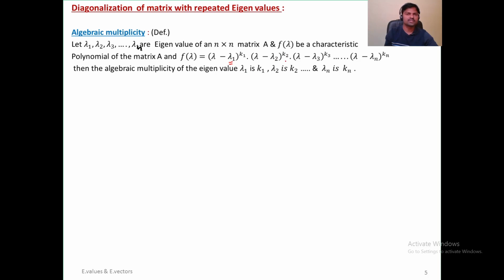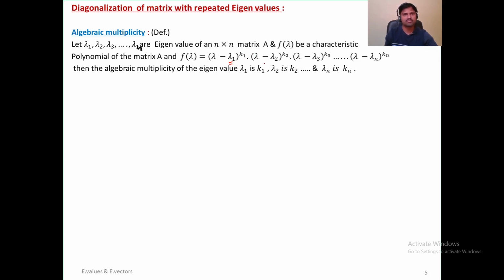In the previous example, I took the 3 by 3 identity matrix. So what is the characteristic polynomial there? (Lambda minus 1) whole to the power of 3. Therefore the eigenvalue 1 is repeating 3 times. So the eigenvalue 1 has algebraic multiplicity 3 there. So here k1 means 3.